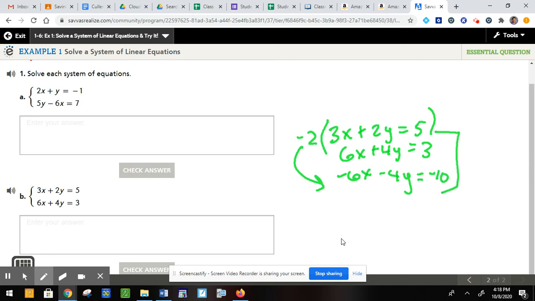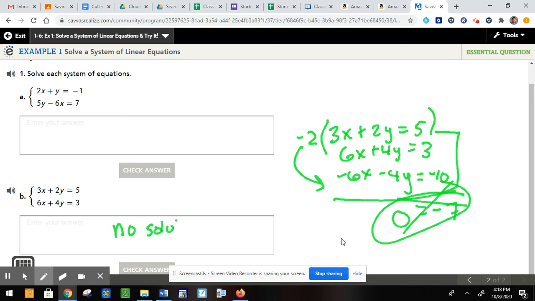Now I'm going to combine those equations. And what ends up happening is the x's eliminate and the y's also eliminate. So I was intending for the x's to eliminate. The y's also eliminated, meaning I have nothing on the left side of the equation. And then 3 minus or plus -10 is -7. That is a false statement. So that means there is no solution to this system. Okay.